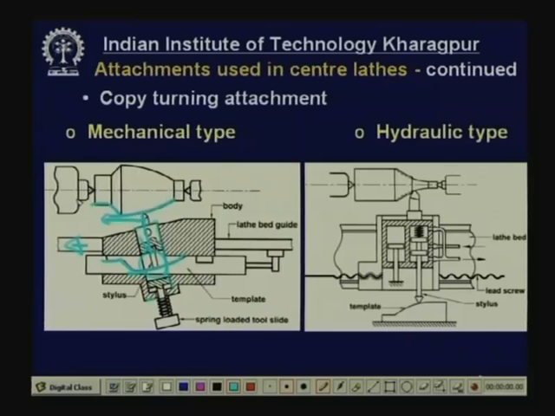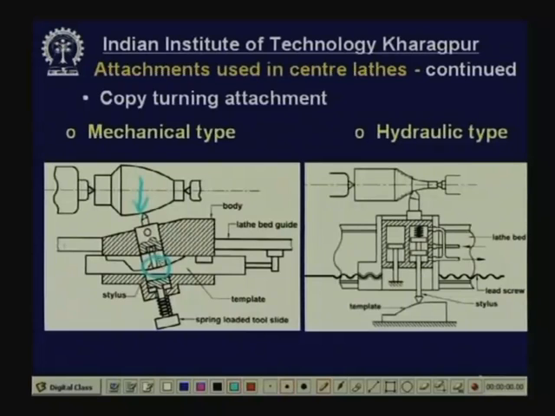Like this, the entire thing will be copied, but it has certain limitations. This mechanical copying is not very popular. The reason is that the cutting force that comes onto the cutting tool comes straight to the stylus at the contact point. As a result, there will be a lot of vibration, wear and tear, and stick-slip motion. So, the stylus and template will be damaged and the quality of the product will be affected.